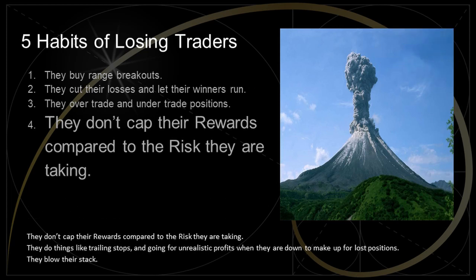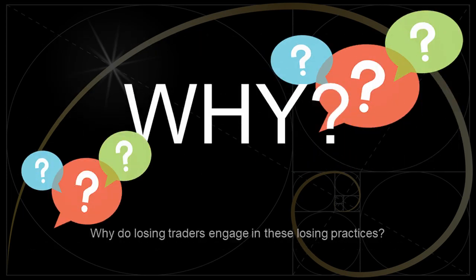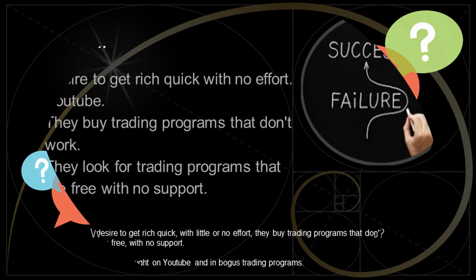Fourth, they don't cap their rewards compared to the risk they're taking. They do things like trailing stops and going for unrealistic profits when they're down just to make up for lost positions. They basically blow their stack. And fifth, they succumb to fear and greed and change their strategies based on individual trades instead of the actual performance. Why do losing traders engage in these losing practices?